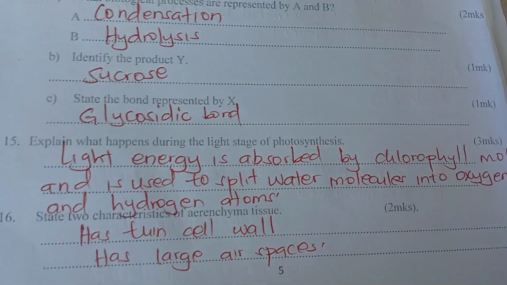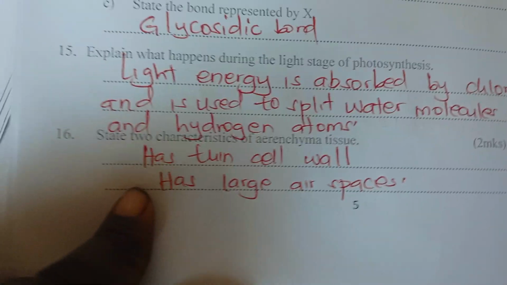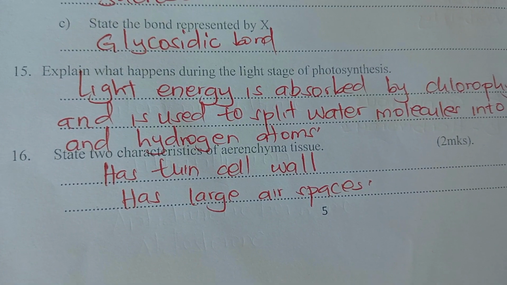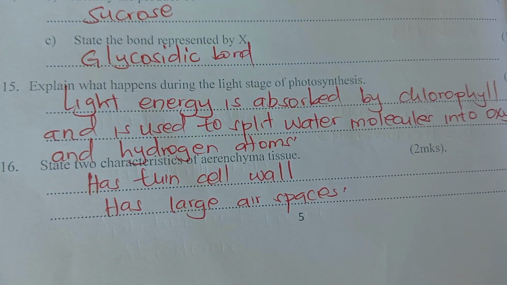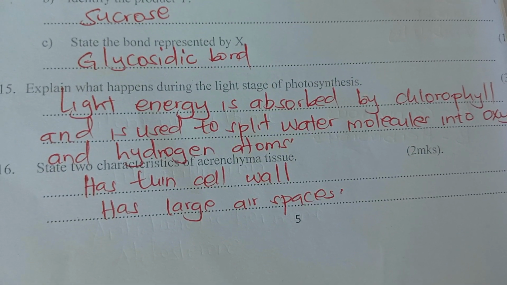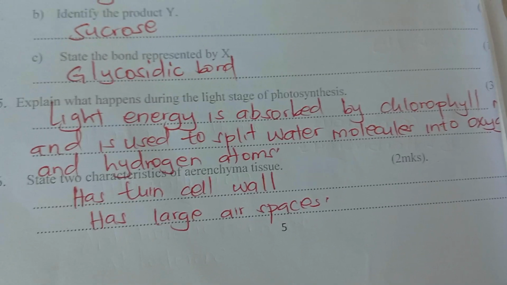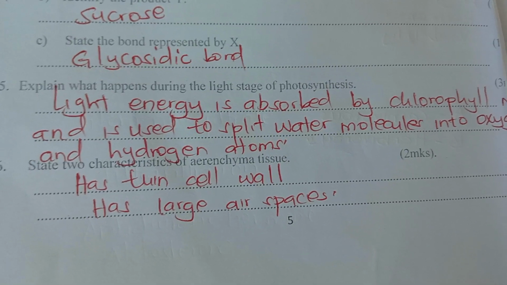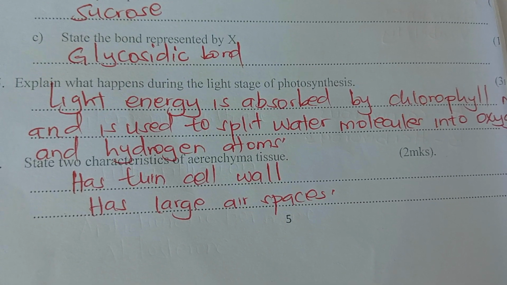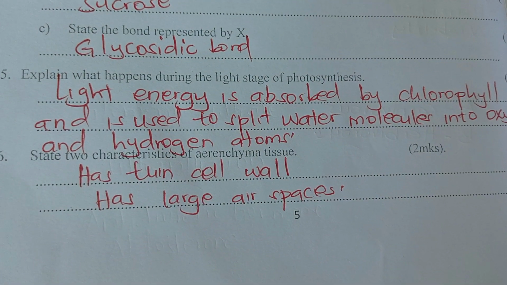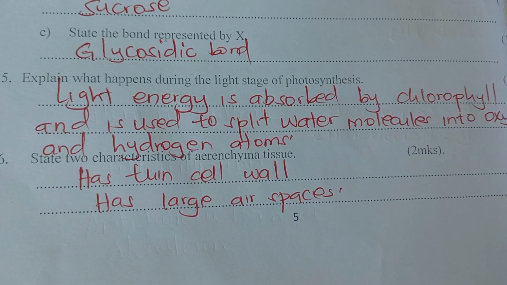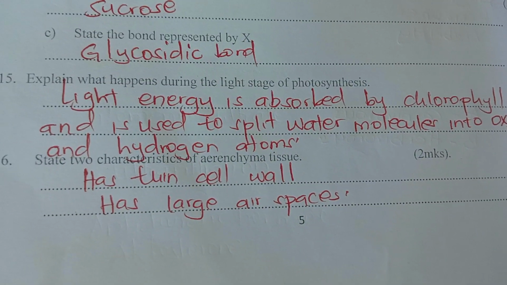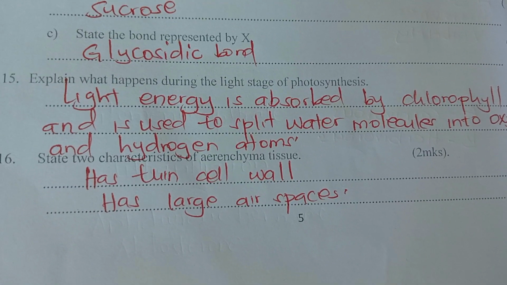Explain what happens during the light stage of photosynthesis. So during light stage of photosynthesis, what happens is that there is energy that is absorbed from sunlight by the chlorophyll, and it is used to split water molecules into oxygen atoms and hydrogen atoms. Once those are split, they do what? The oxygen will move out of the cell. Then the hydrogen atoms remain. They will be combined later with carbon dioxide to form a simple sugar.